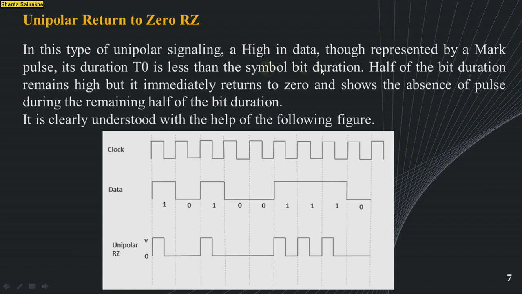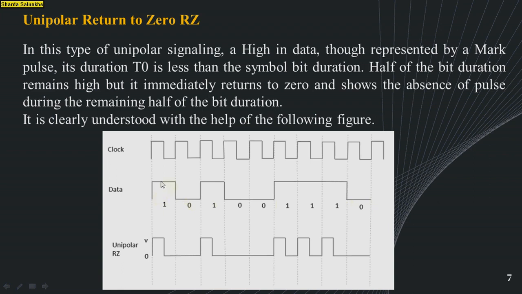So the symbol bit duration is greater than the duration of the representing pulse. Half of the bit duration remains high, but it immediately returns to 0 and shows the absence of the pulse during the remaining half of the bit duration. It is clearly understood by using this figure. So this is the clock and this is the data.